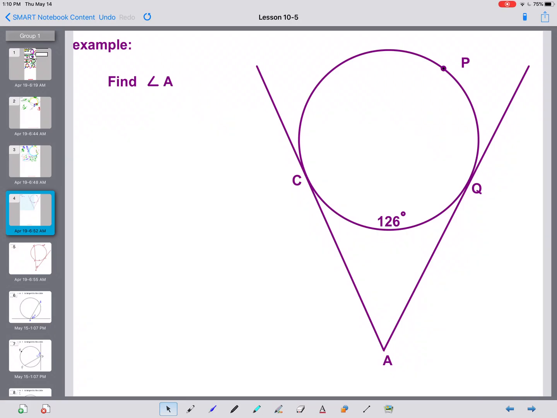This is part 2 of Geometry Lesson 10.5. Part 2, let's get going here. We've got a problem here and it says find angle A. How big is angle A? Well, here it is down here.